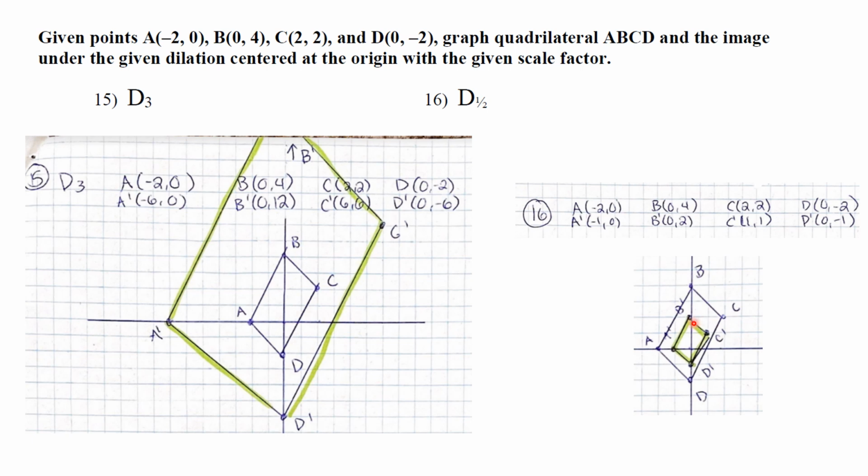16 was convenient because it was a reduction. It actually got quite a bit smaller because the scale factor is a half. So I just took all of my original points and just cut them in half and then regraphed my shape down here.